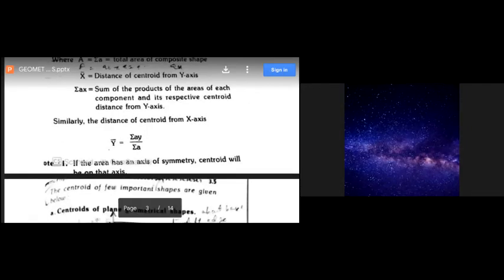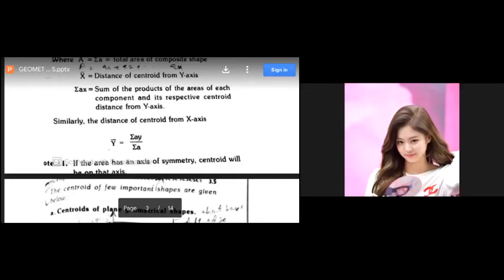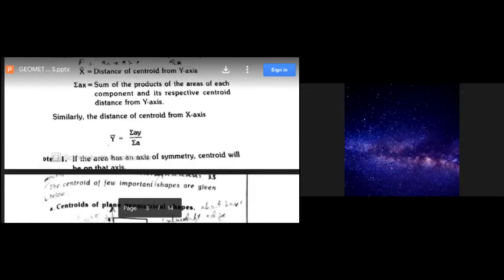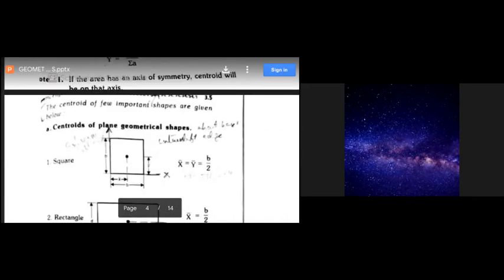If a section has an axis of symmetry, the centroid will lie on that axis. That is, if any section is symmetrical about the x and y axes, the centroid lies on the x and y axes themselves. And here are some standard formulas for calculating the centroid of geometrical shapes.